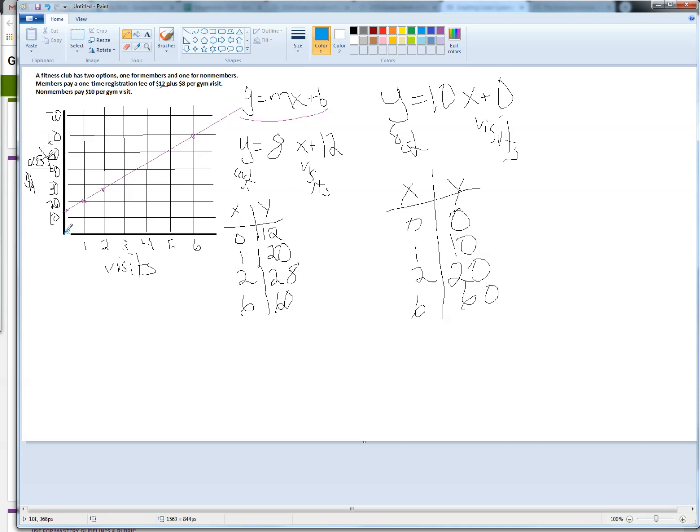Let's put our points. 0 is 0, 1 is 10, 2 is 20. It goes up by tens. 6 is 60. Grab a line. Make your... Oh, it's not good. It's not beautiful. Anyway, though, look what I see.